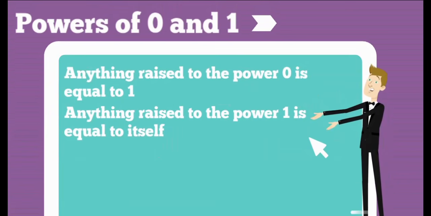Anything raised to the power of 0 is equal to 1. Anything raised to the power of 1 is equal to itself. 6 to the power of 0 equals 1. 9 to the power of 1 equals 9.